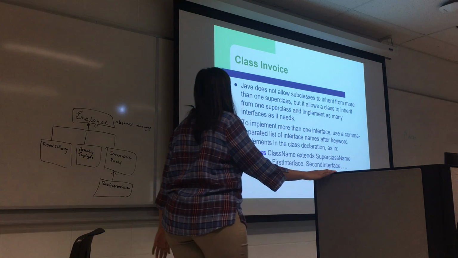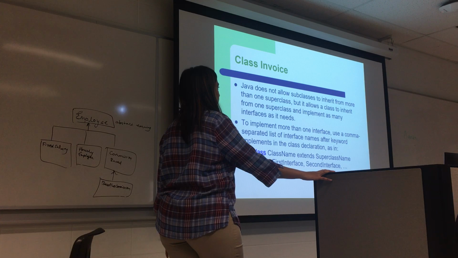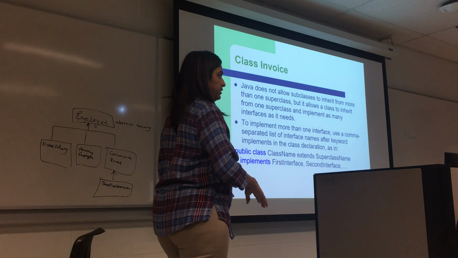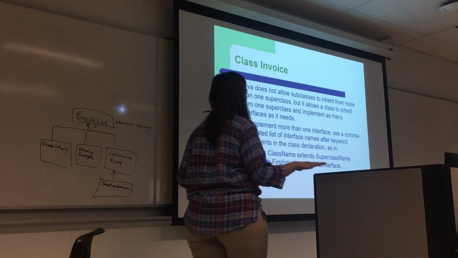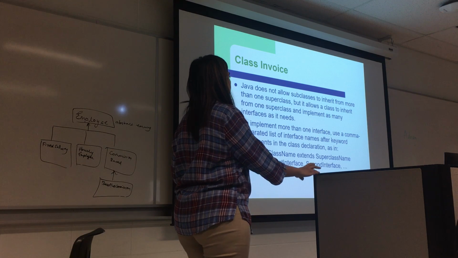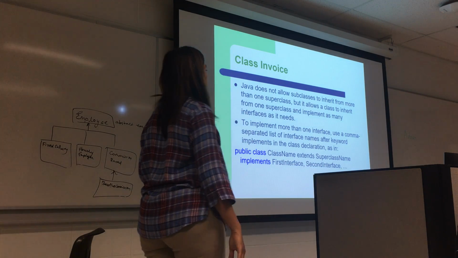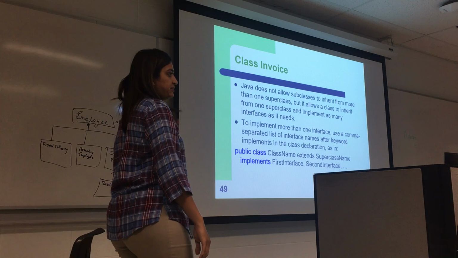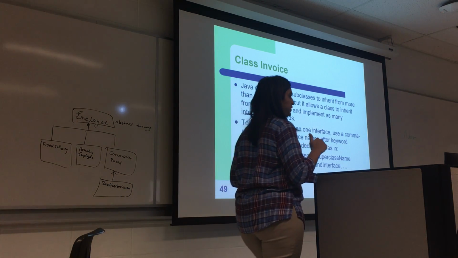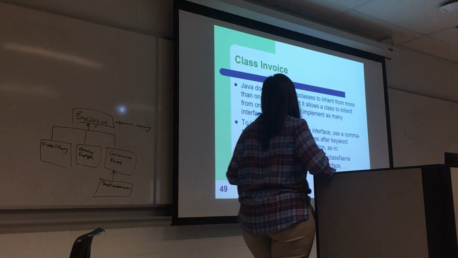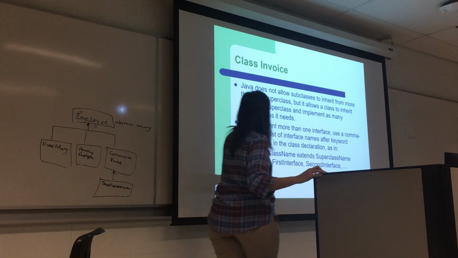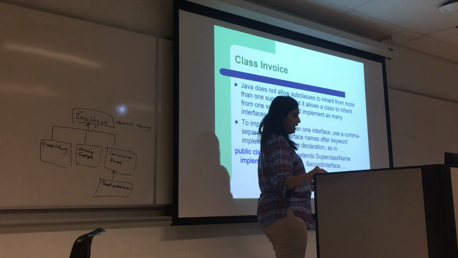Now class invoice. Java does not allow subclasses to inherit from more than one superclass, right? So multiple inheritance is not allowed, but it allows you to inherit from one superclass and implement as many interfaces as it needs. So in case you want to implement multiple inheritance, you can do it using interfaces, right? You just use implements, first interface, comma, second interface, and so on.